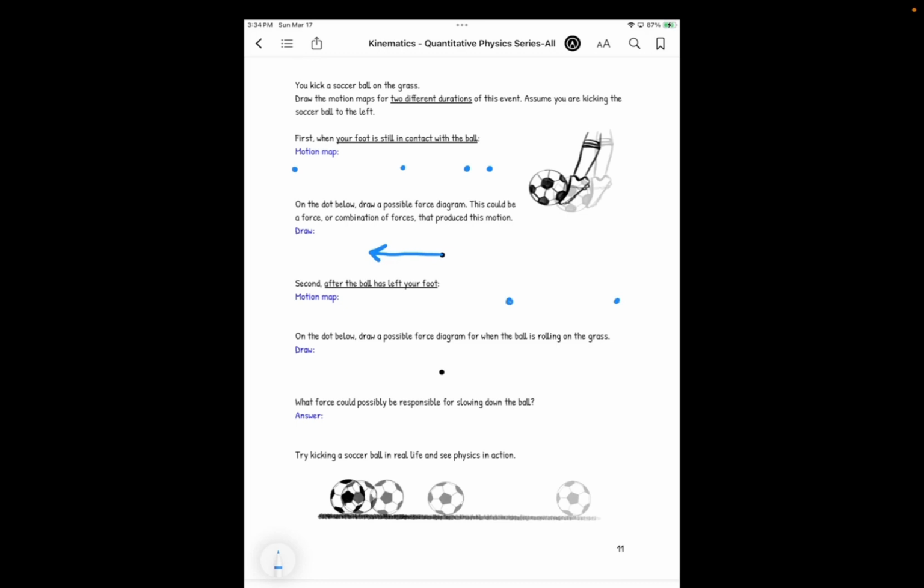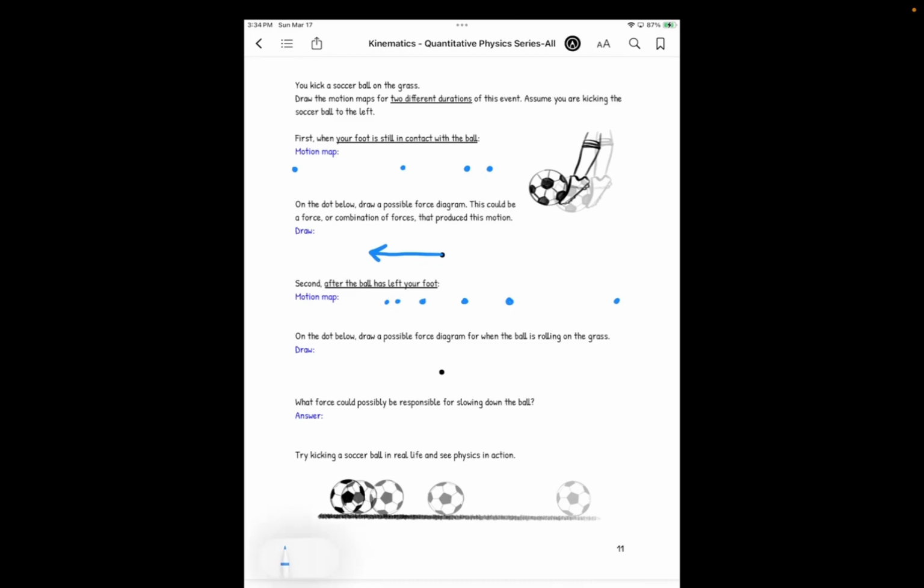Slow down. So let's say it was moving this much before, right? And then how does the motion map look like then? It starts getting closer and closer. Closer and closer together, right? What if the ball stops? It gets closer and closer and then stops here, maybe somewhere here, right?